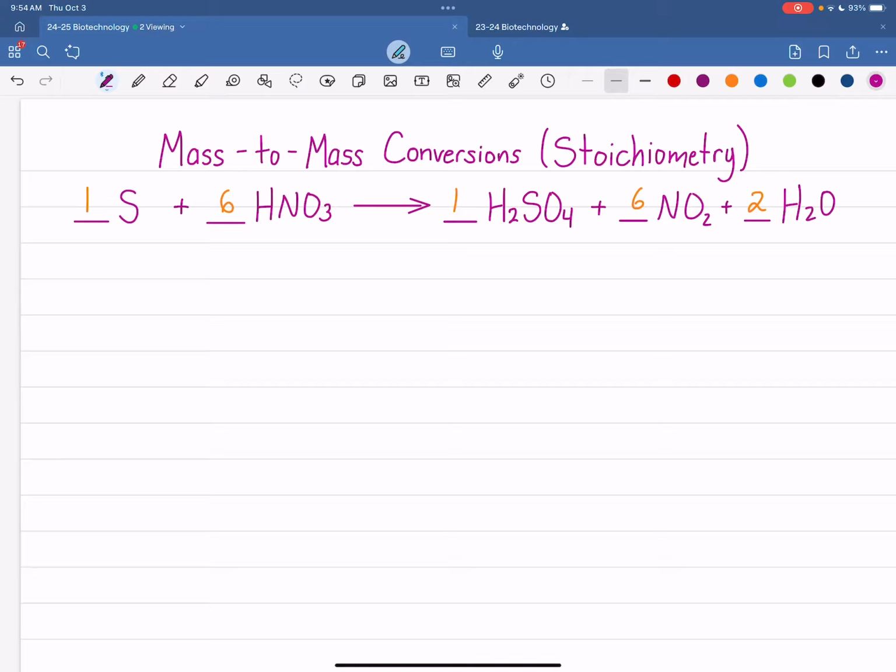So the idea here is maybe, for whatever reason, you have a specific situation where you would like a specific amount of one of these chemicals. Maybe we want to produce sulfuric acid, and we want to make 500 grams for whatever purpose. It might be for a fertilizer, maybe we need the acid itself, but we want to produce 500 grams of this. So this will be our first example.